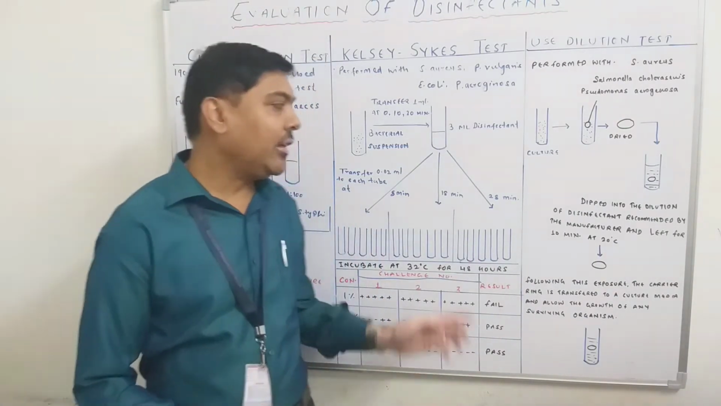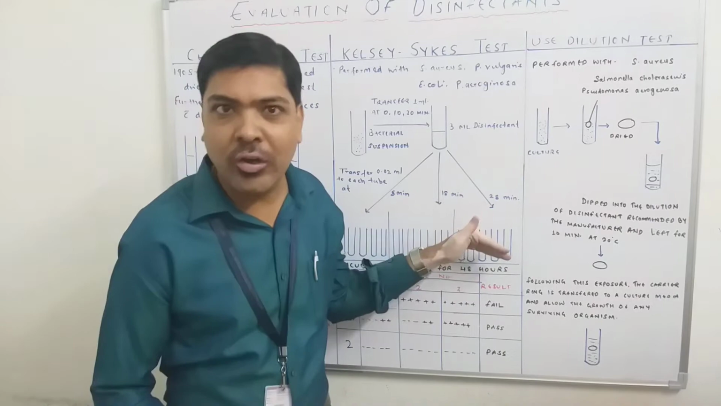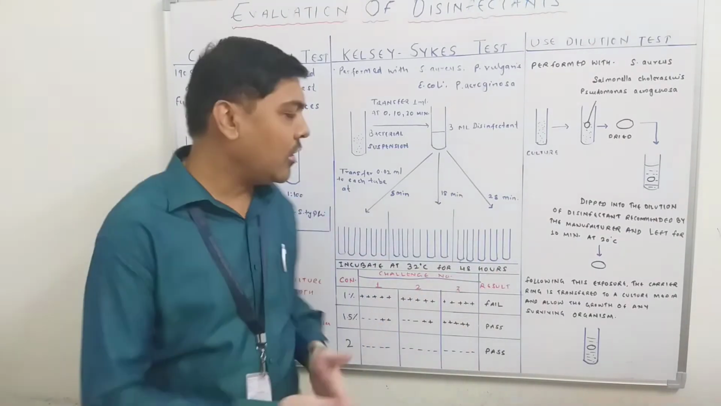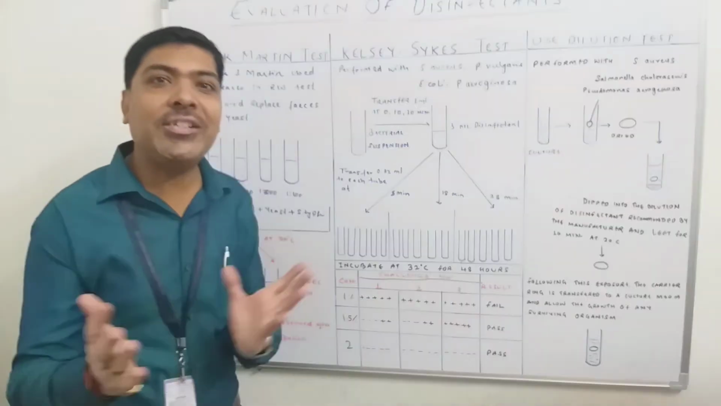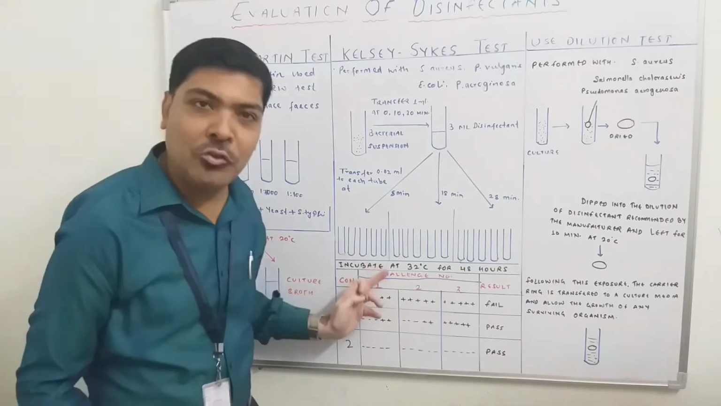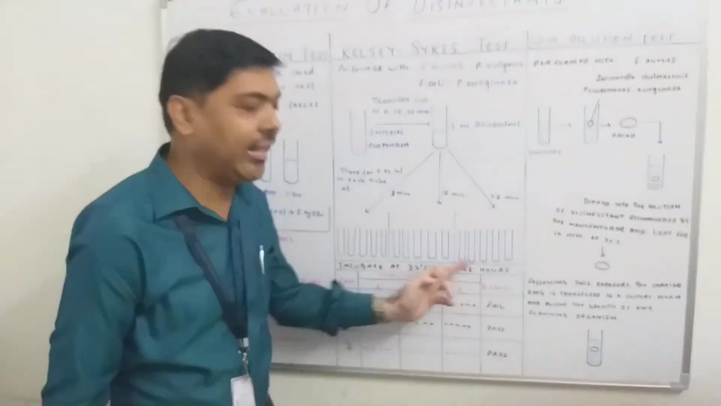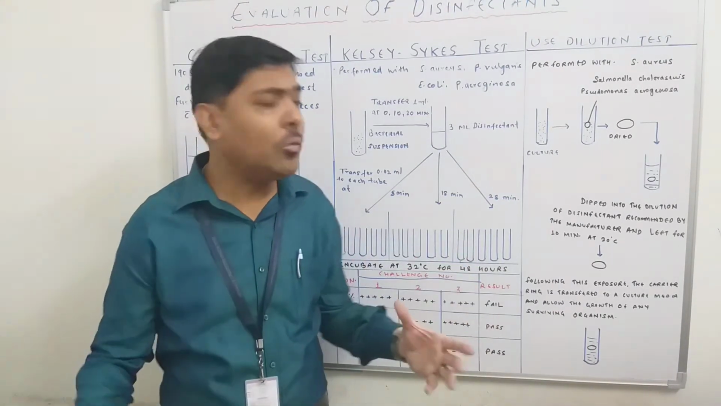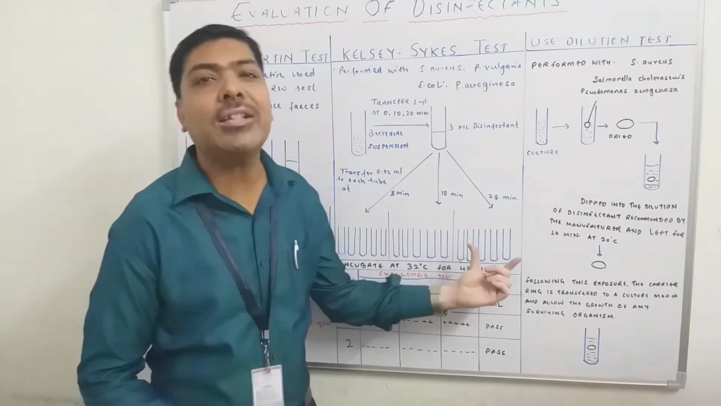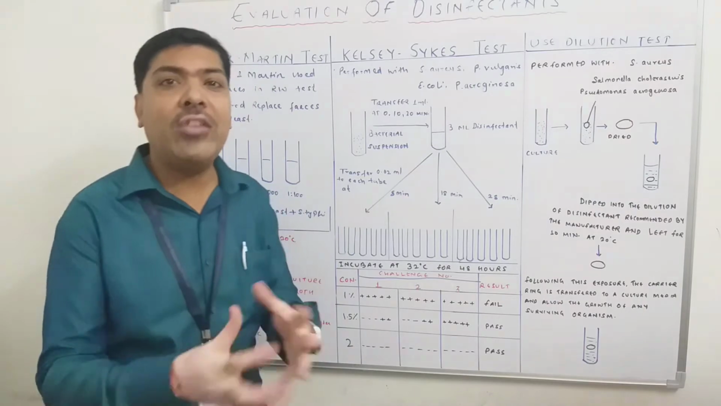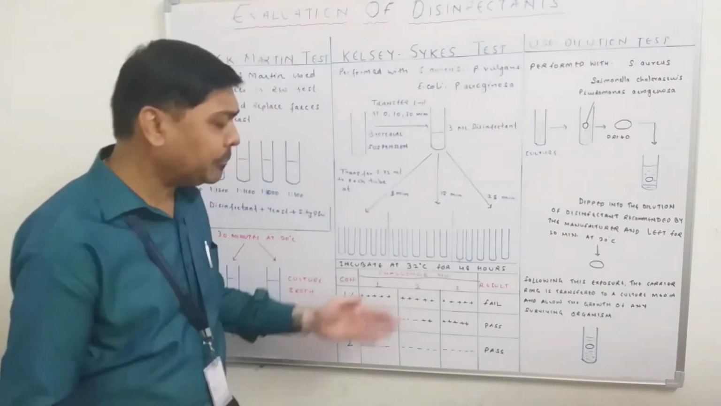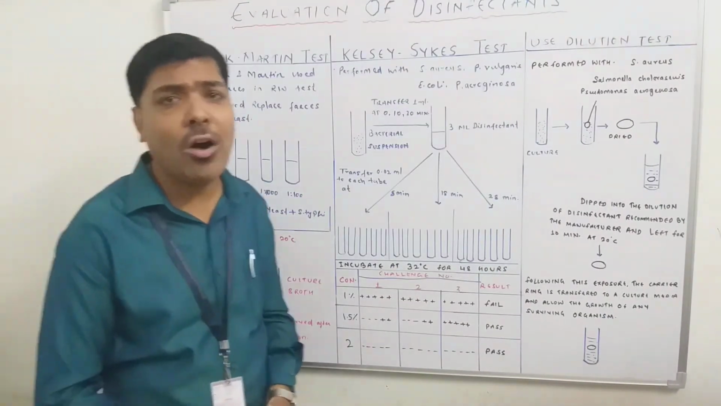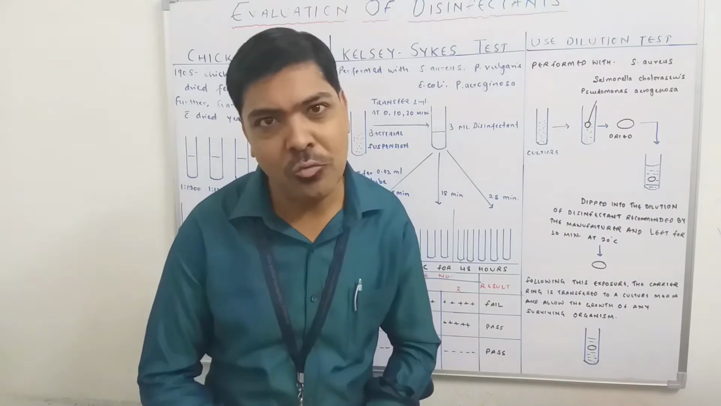Okay, so when the 28th minute inoculation is done, what do we have to do? We have to take out all these tubes and keep them for incubation at 32 degrees centigrade for 48 hours. Again, we have to put all these tubes, that is 5 plus 5 plus 5, that is 15 tubes, at 32 degrees centigrade for 48 hours of incubation.